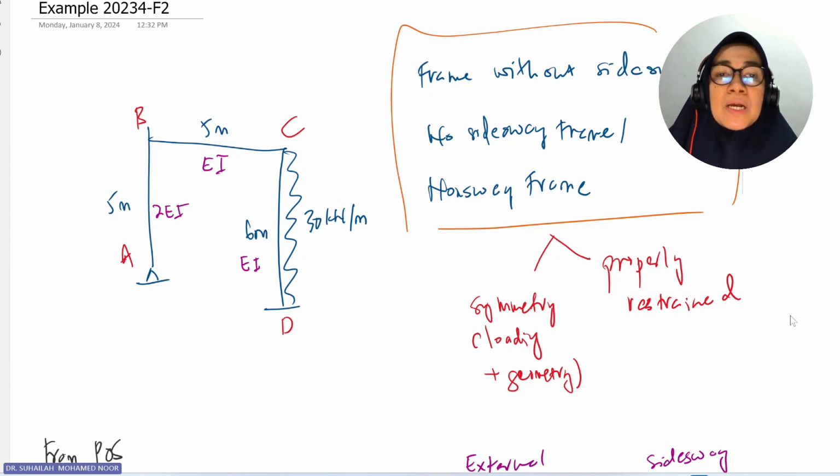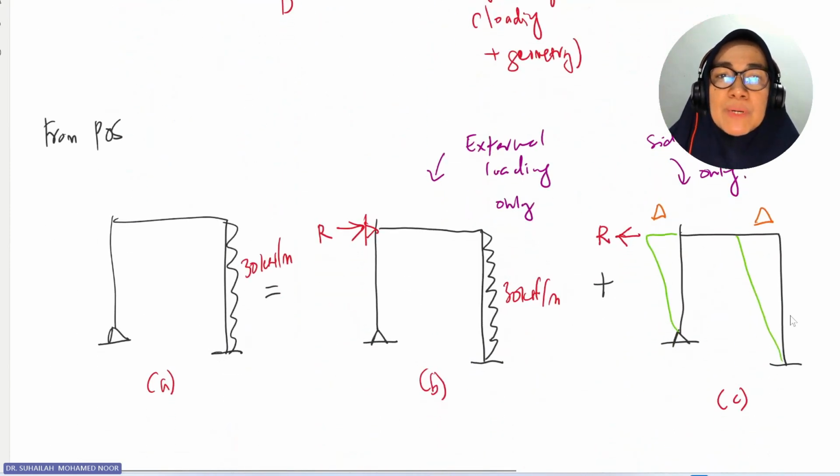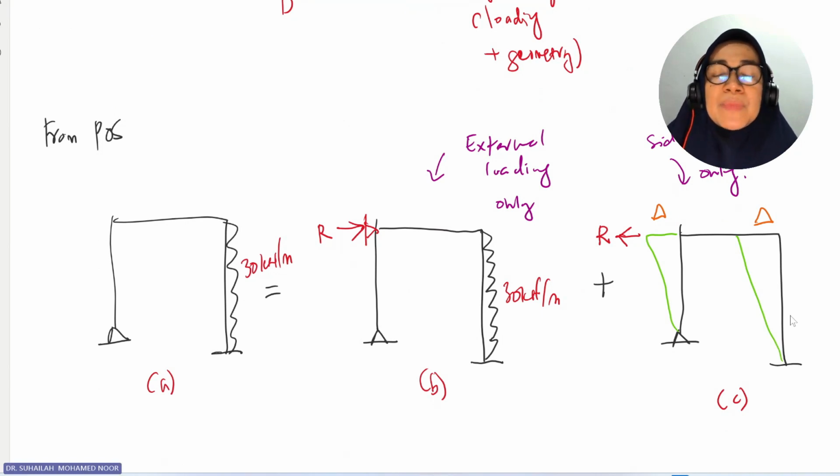For this frame, we have to apply the principle of superposition. Okay, so why do we have to use the principle of superposition? Because of the combination of external loading and side sway in one frame. Okay, so we have to analyze FEM, fixed end moment, due to external loading only, and we have to analyze FEM using delta only. Okay, so we apply the principle of superposition.